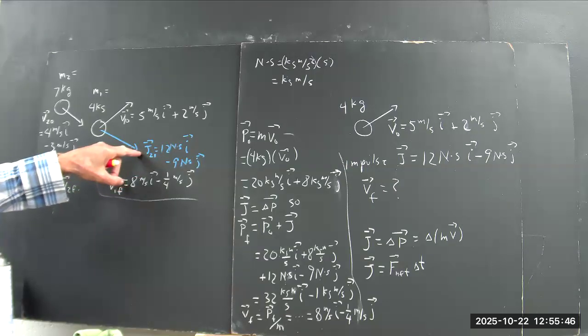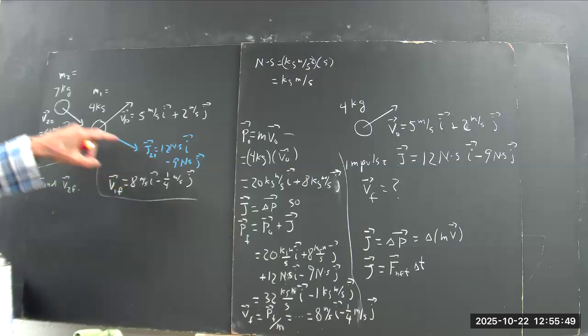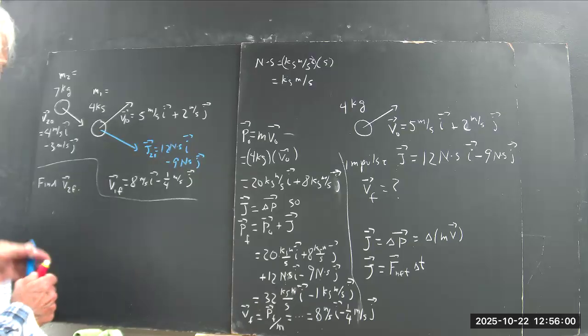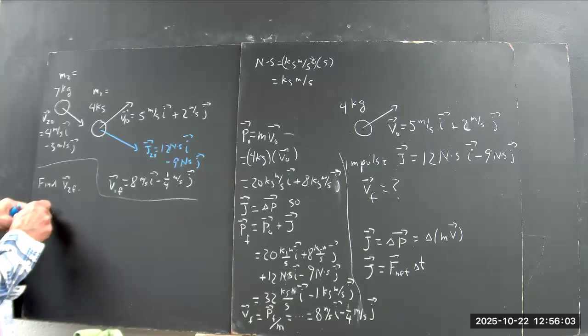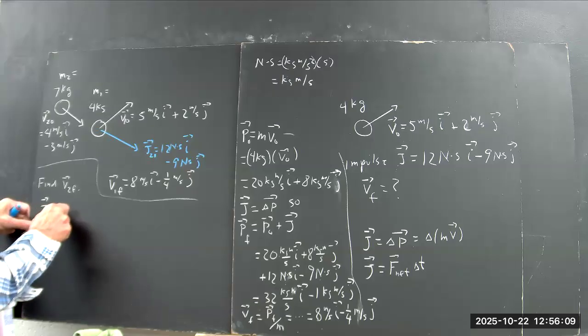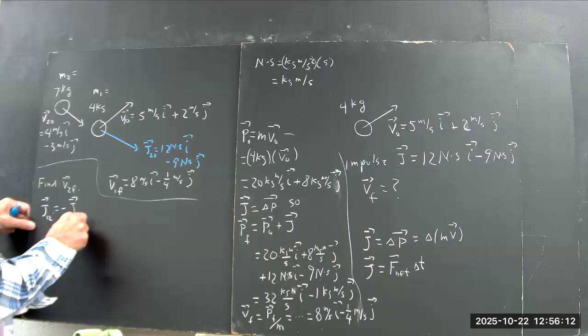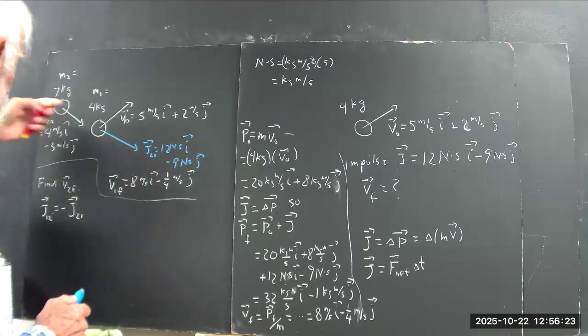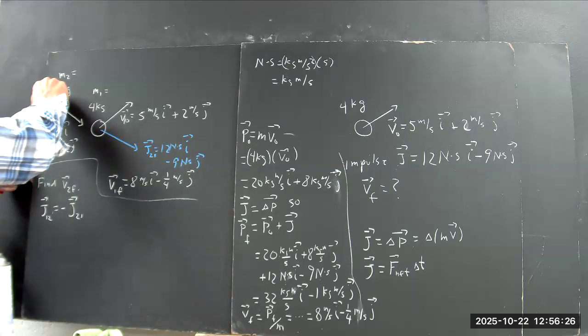I'm going to say this is the impulse exerted by mass 2 on mass 1. And again, look at the way your book does it. So V2F, the impulses are equal and opposite. So the impulse on this one is equal and opposite to the impulse on this one. Unfortunately, I didn't leave myself room to draw that.